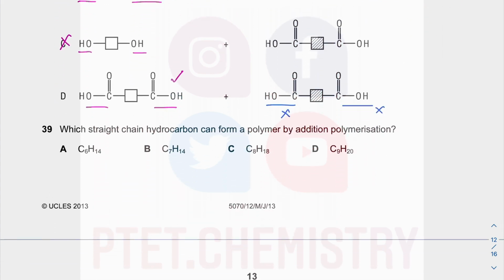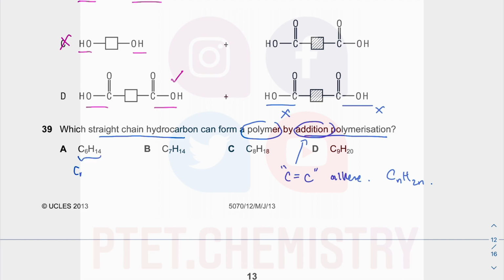39. You want a straight chain hydrocarbon. You want to form a polymer by addition polymerization. Addition polymerization means you're looking for C double bond C. We're looking for alkene, CnH2n, carbon-carbon double bond. This is CnH2n plus 2. When you put in n equal to 6, this is CnH2n plus 2, so it is not an alkene.